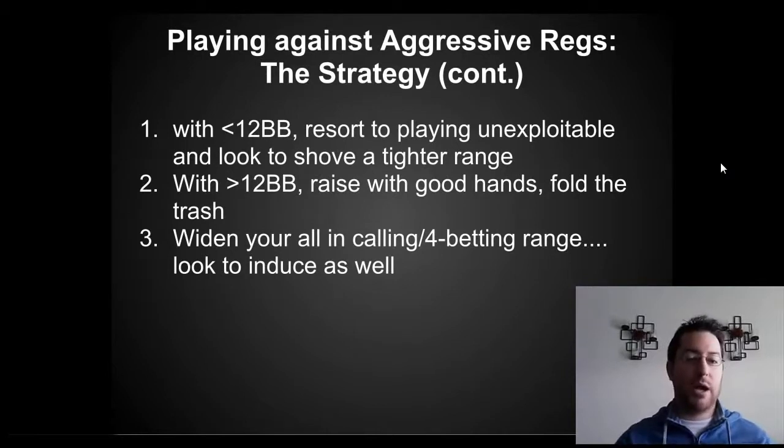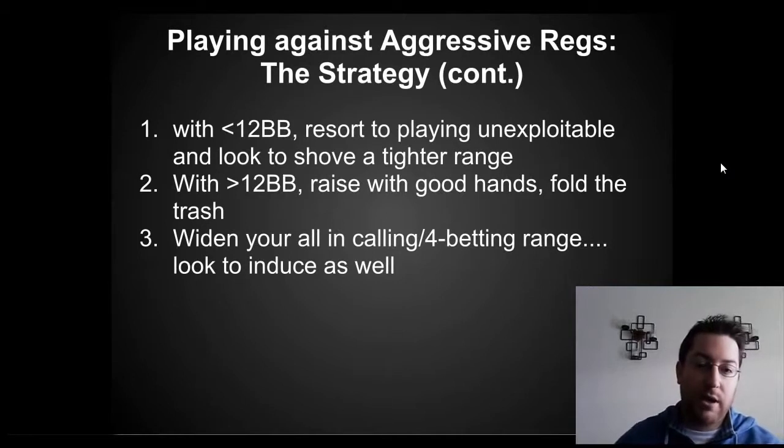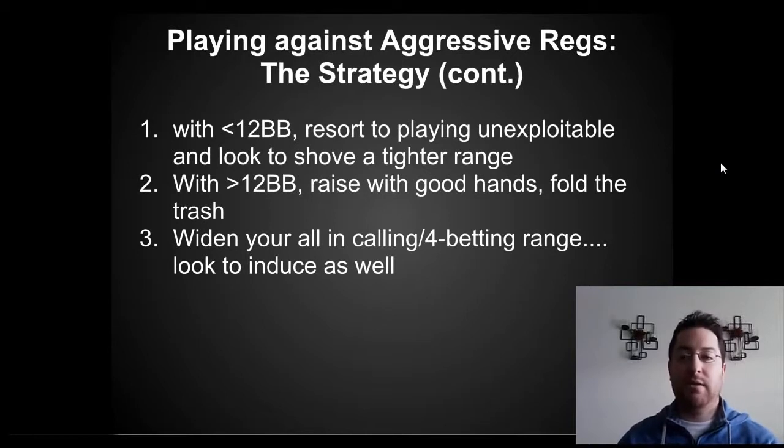When you have greater than 12 big blinds, look to tighten up your range, fold out the trash hands, maybe raise with your good hands. If you are resorting to raising in general, if greater than 12 big blinds, or maybe even in the 10, 11 big blind range. Now this number 3 here is a little bit more difficult because you're kind of taking a leap of faith, and you might be getting out of your comfort zone a little bit. But if somebody's 3-betting you wider, another way to exploit them is by widening your all-in calling range or your 4-betting range if you have 4-betting capabilities there. So that's a way to exploit.